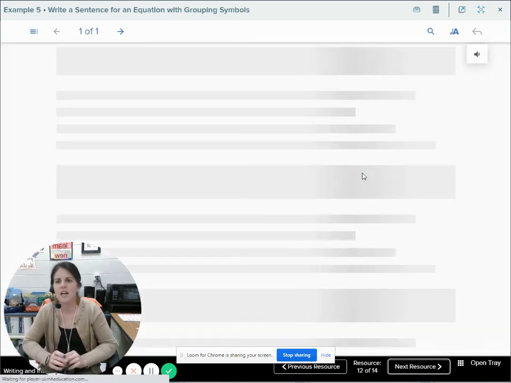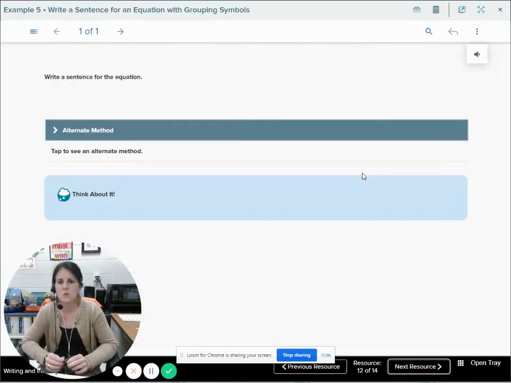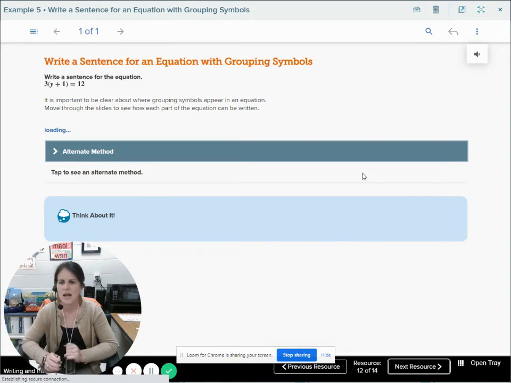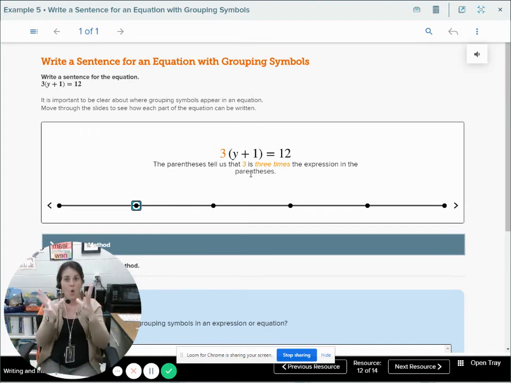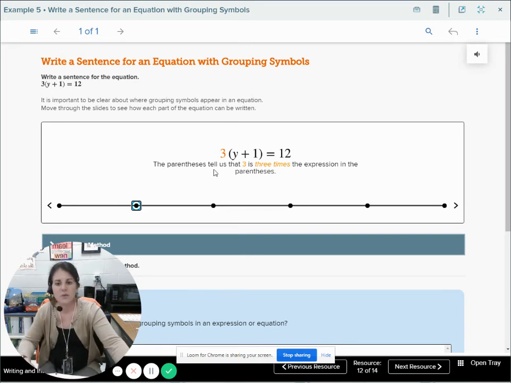Okay, example 5, write a sentence for an equation with grouping symbols. How do we show those grouping symbols? Well, it's important to be clear about where the grouping symbols appear. So as we move through the slides, we're going to see how each part can be written. We've got 3. The parentheses tell us that 3 is being multiplied by that whole group of things. So the parentheses tell us that 3 is 3 times the expression there in the parentheses.